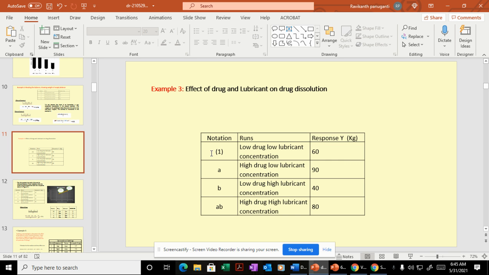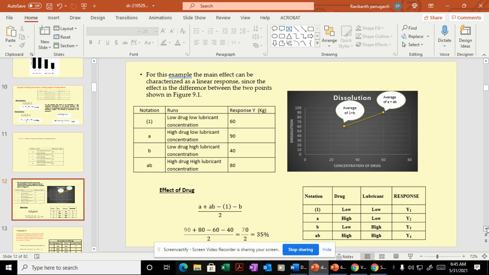From these runs, you can understand that the drug is showing a very significant effect, and the lubricant has its effect on the drug dissolution. It is decreasing the drug dissolution rate. So that is very clear from the values. But if you want to see clearly how the drug shows its effect on the drug dissolution, let us dive into depth.